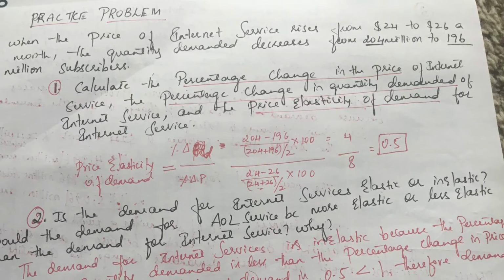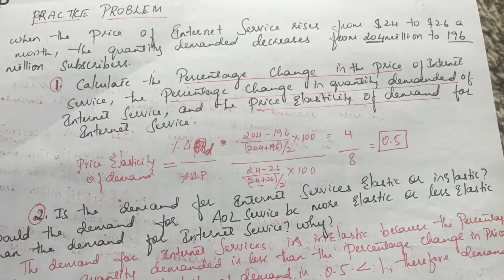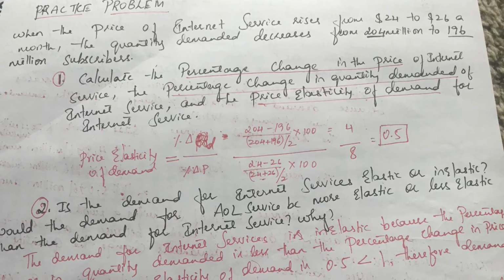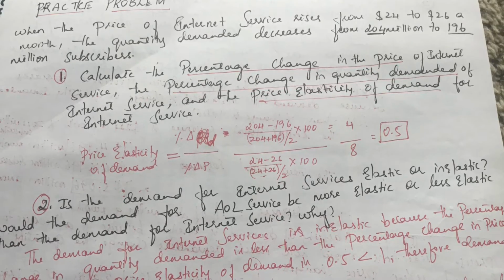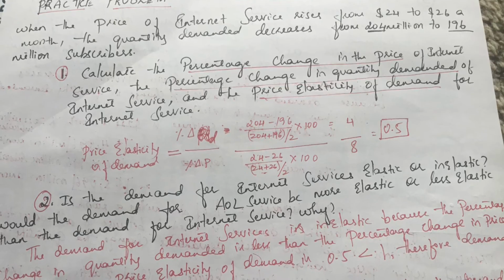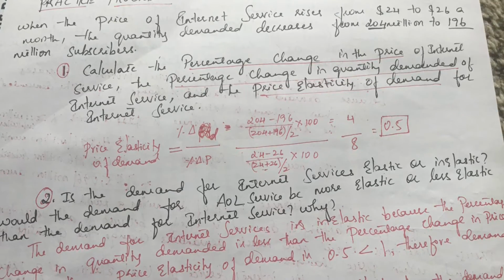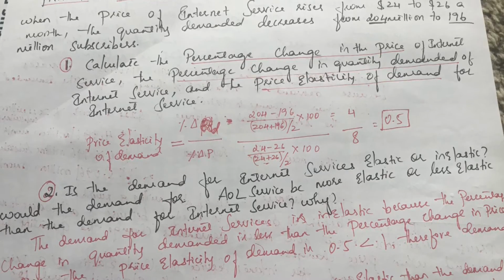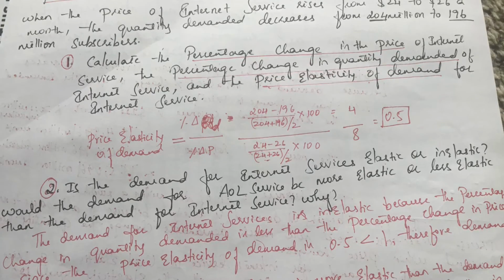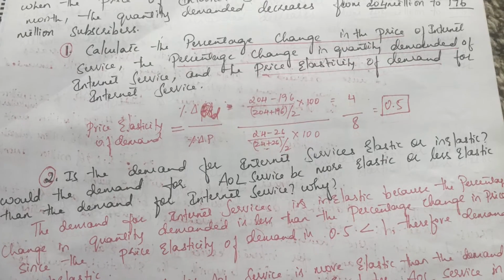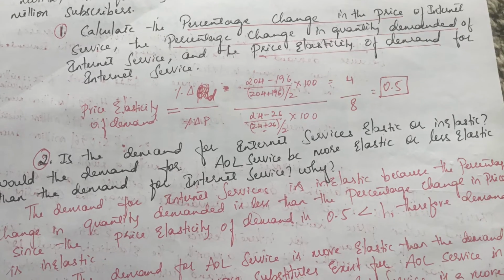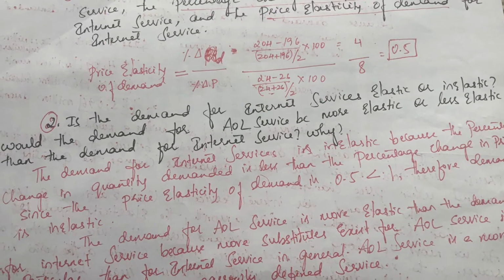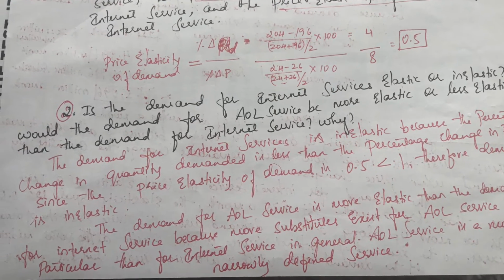The second question is: is the demand for internet service elastic or inelastic? Would the demand for AOL service be more elastic or less elastic than the demand for internet service? Why? The answer is the demand for internet service is inelastic because the percentage change in quantity demanded is less than the percentage change in price. Since the price elasticity of demand is 0.5, which is less than 1, therefore demand is inelastic.